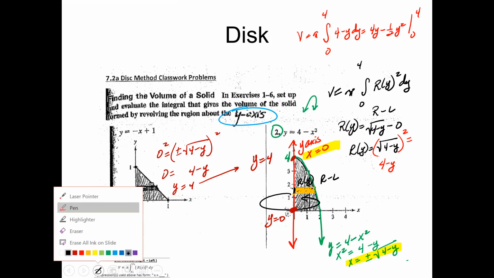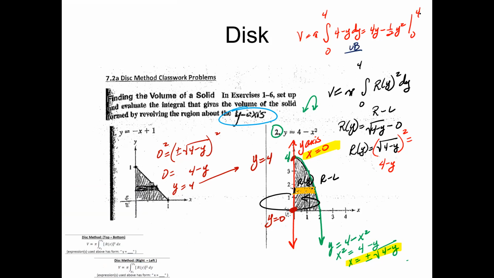Now my upper bound is going to be 4. So 4 times 4 is 16, minus 4 squared is 16, divided by 2 is 8. So that is just going to give me an 8. Minus my lower bound 0, and guess what? It's just minus 0. So my answer in this case is just 8 pi units cubed.